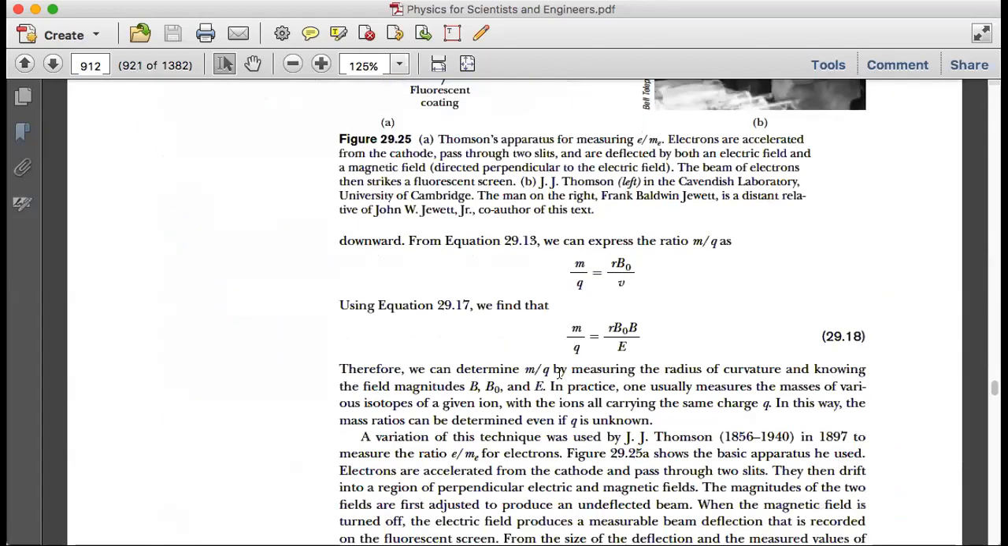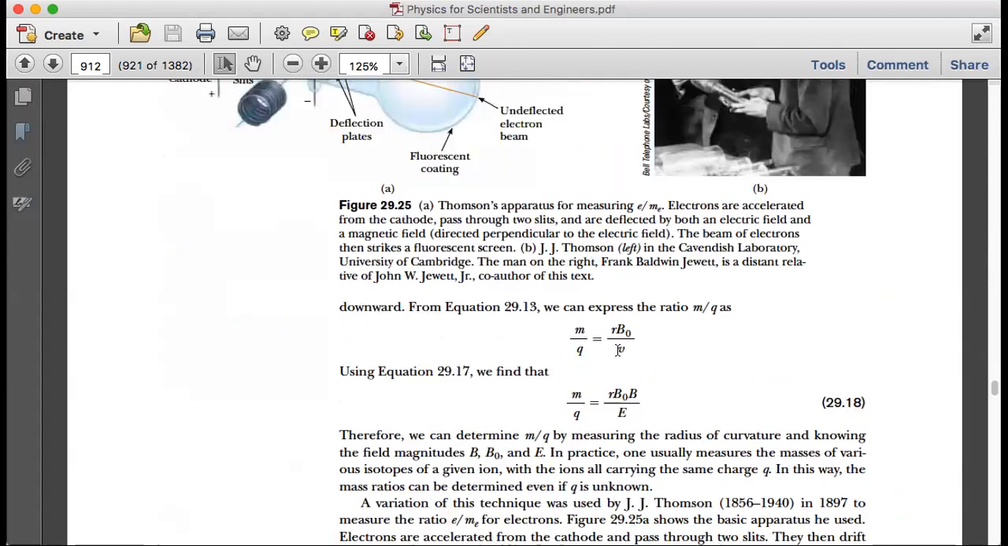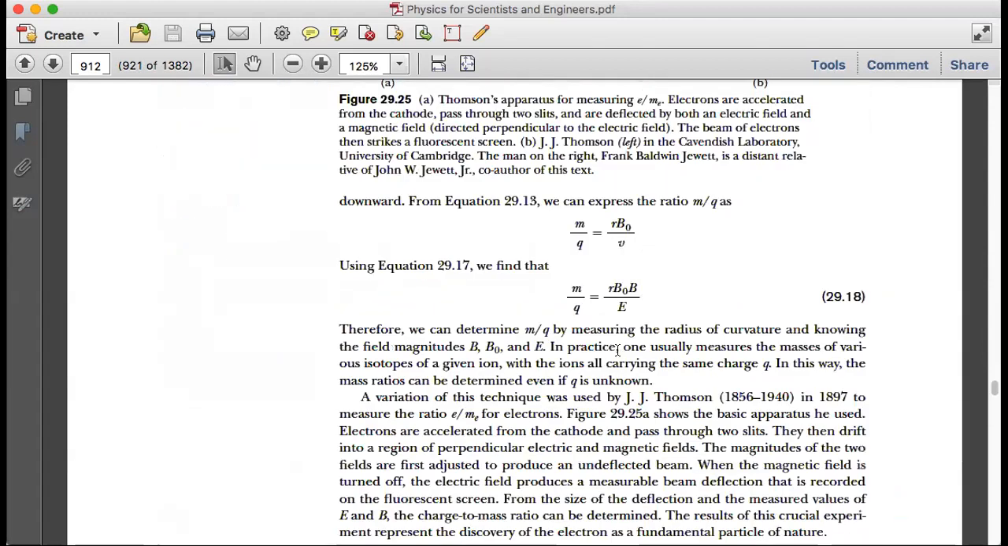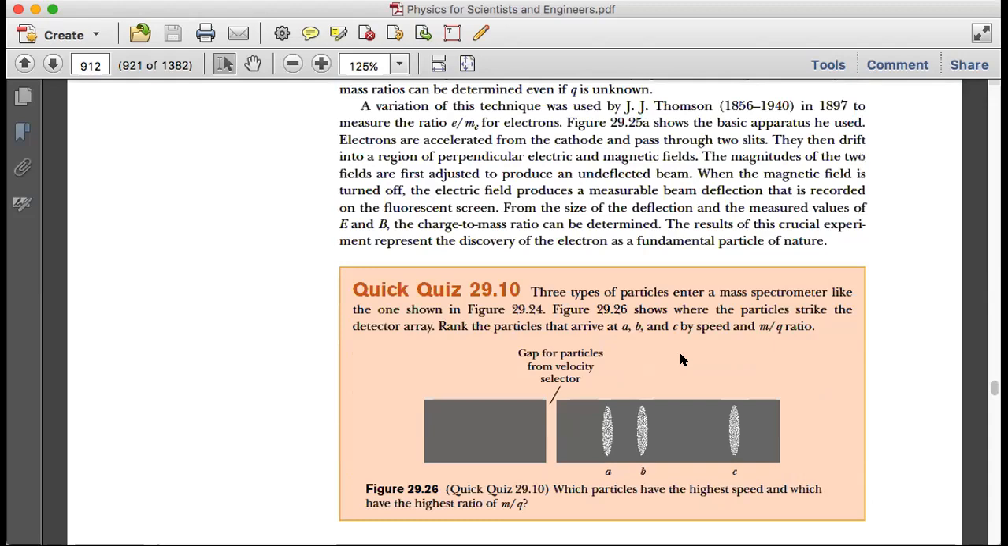Yang terkenal adalah hubungan antara Q per M atau M per Q. Ini diturunkan oleh Joseph Thomson sekitar 1800 berapa gitu, dan dia dianugerahi hadiah Nobel. Yang menariknya, anaknya, George Thomson, juga pemenang hadiah Nobel, yang menunjukkan bahwa elektron dapat bersifat gelombang.